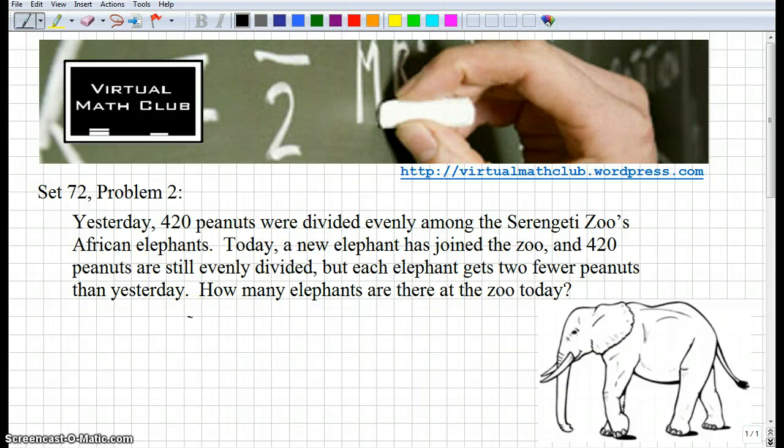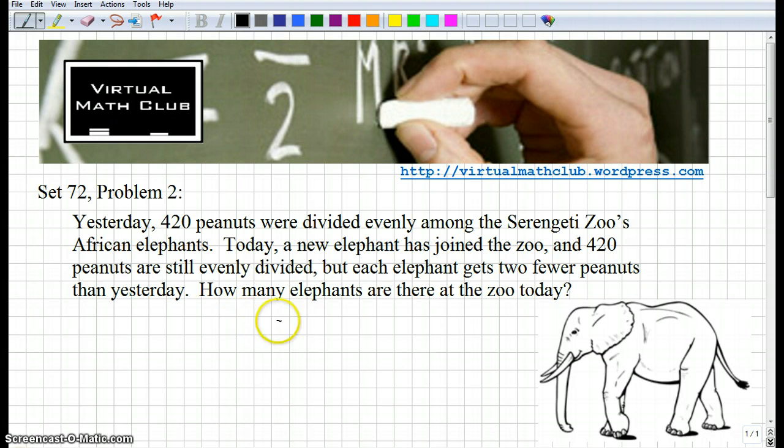Alright, yesterday 420 peanuts were evenly divided among the Serengeti Zoo's African elephants. Today, a new elephant has joined the zoo and 420 peanuts are still evenly divided, but each elephant gets 2 fewer peanuts than yesterday. How many elephants are there at the zoo today?